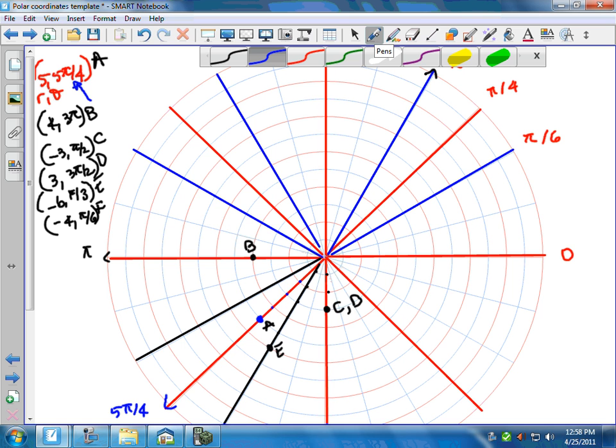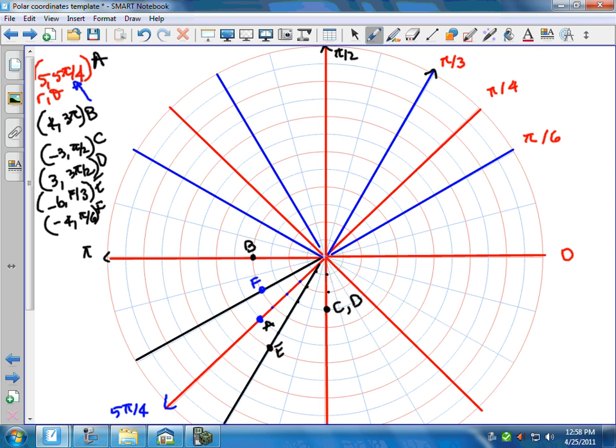So you go to pi over 6 once again. You're trying to go 4 units in that direction, except you have to reflect it across the other side because of the negative nature. So once again, we're going to go 4 units in the opposite direction. So 1, 2, 3, 4 along this line. So this is going to be our point F.